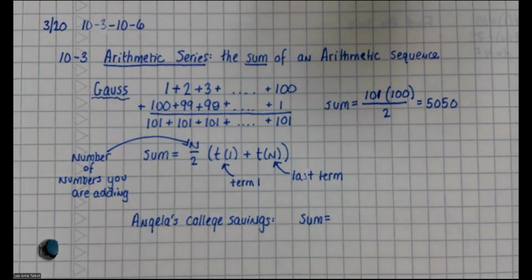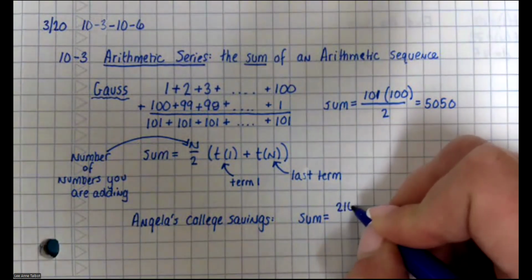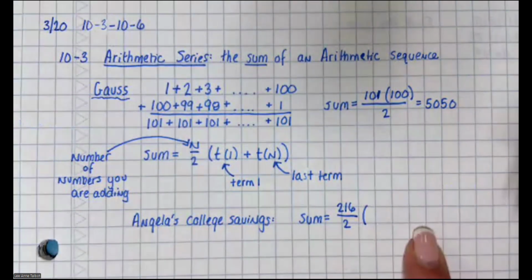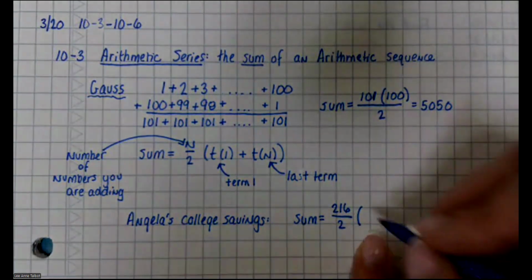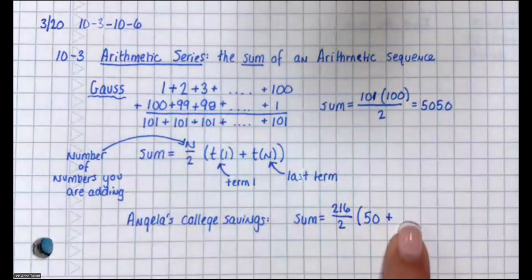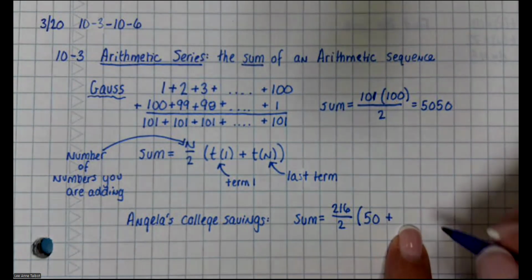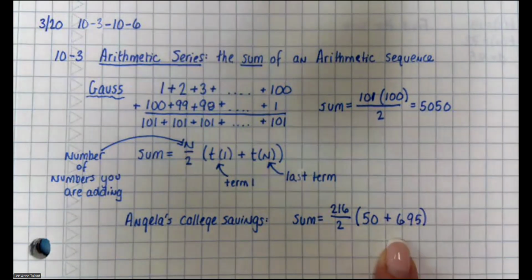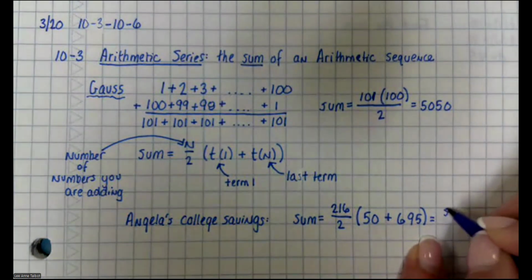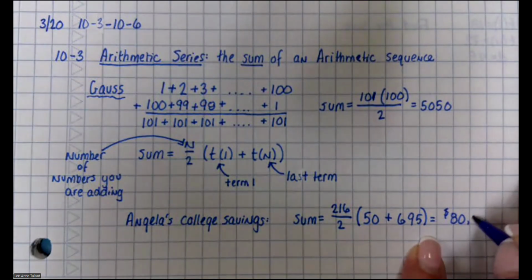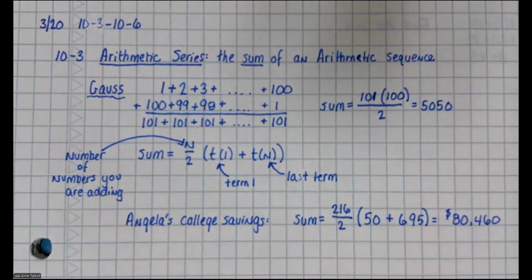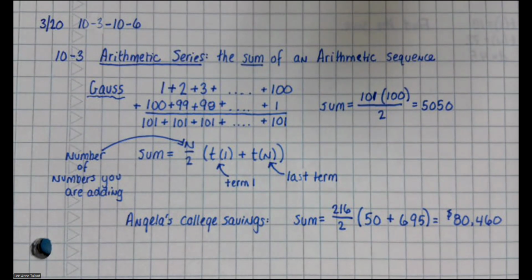Interesting. 216 divided by 2. And what was the very first amount that he put in the bank? 50. And what was the very last amount he put in the bank? You have it. Yep, 695. It's back up in your work there. And so he saved for her $80,460, which I think in 2026 would really only get her 2 years of college, not 4. That's how much prices have gone up. Still, Uncle Zachary is awesome.